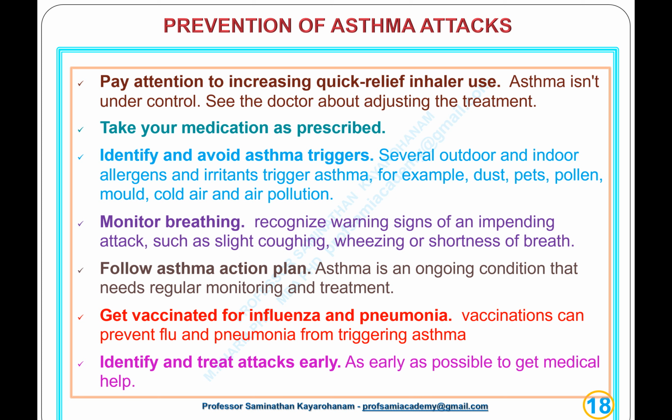Monitor breathing. Recognize warning signs of an impending attack, such as slight coughing, wheezing or shortness of breath. Follow asthma action plan. Asthma is an ongoing condition that needs regular monitoring and treatment. Get vaccinated for influenza and pneumonia. Vaccinations can prevent flu and pneumonia from triggering asthma. Identify and treat attacks as early as possible to get medical help.